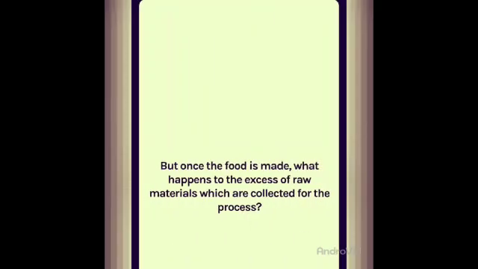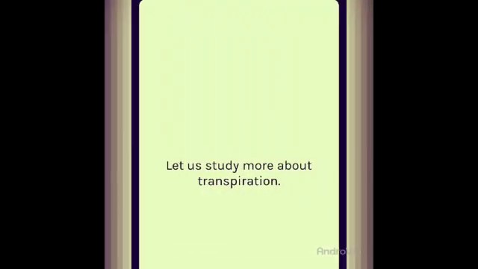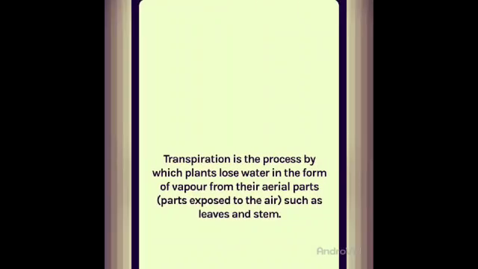But once the food is made, what happens to the excess of raw materials which are collected for the process? Excess water is removed from the plants through the stomata present on the plant leaves by a process called transpiration. Yes children, the loss of water from the plant is called transpiration. Today we will discuss transpiration. So let's study more about transpiration.